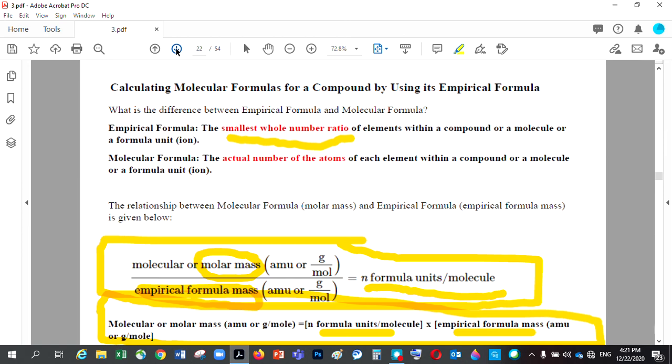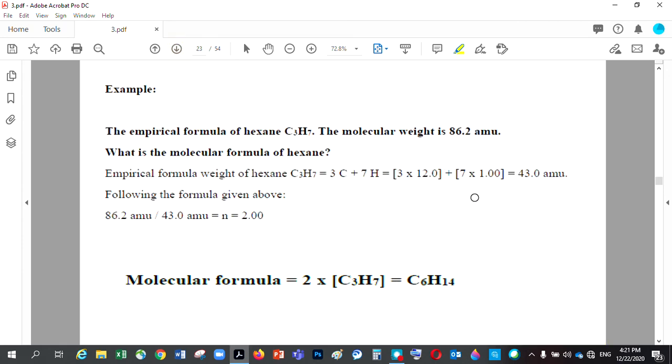And as I said, this is the most difficult part of the empirical formula to follow, okay? You can always go back and look at the difference. This is the empirical formula, the least mole ratio of the elements within the molecule. The molecular formula is the true, actual ratio, correct? The true actual ratio. So let's look at the example here.